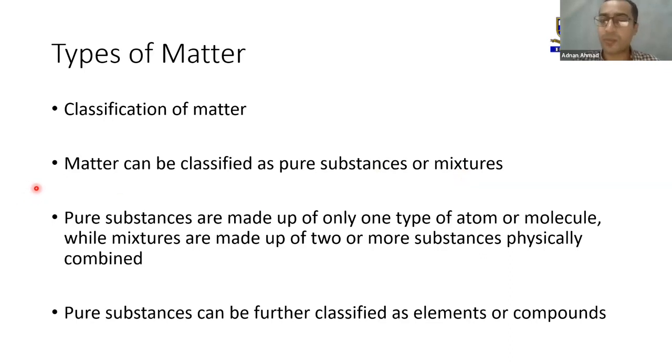So what is a pure substance? A pure substance is made up of only one type of atom or molecule, while mixtures or impure substances are made up of 2 or more substances physically combined. Can anyone give me an example of a mixture? This should be easy. Yes, please.